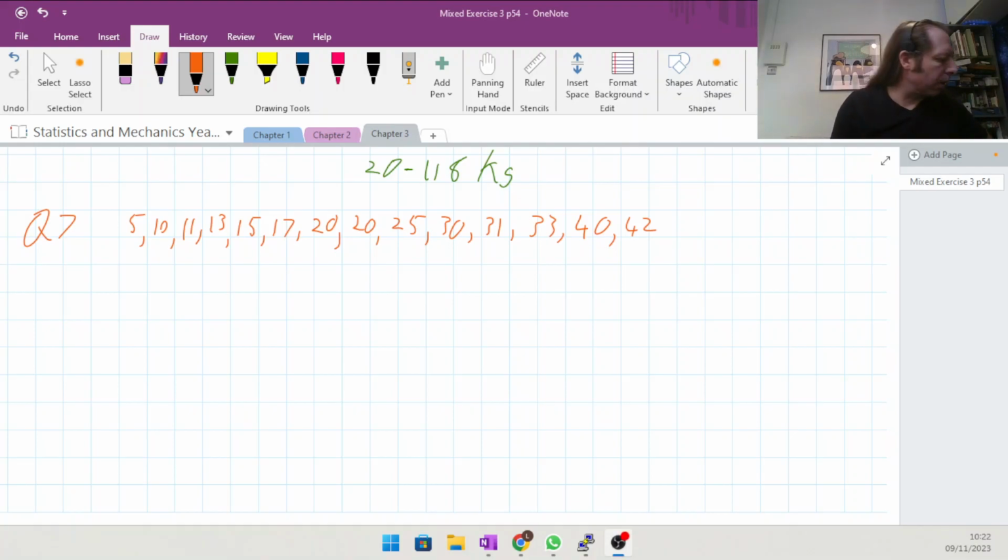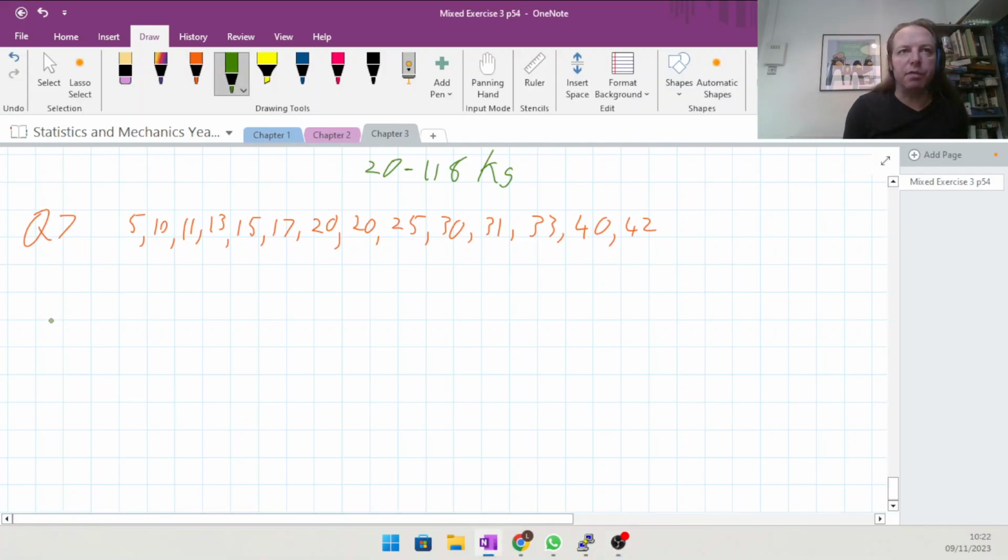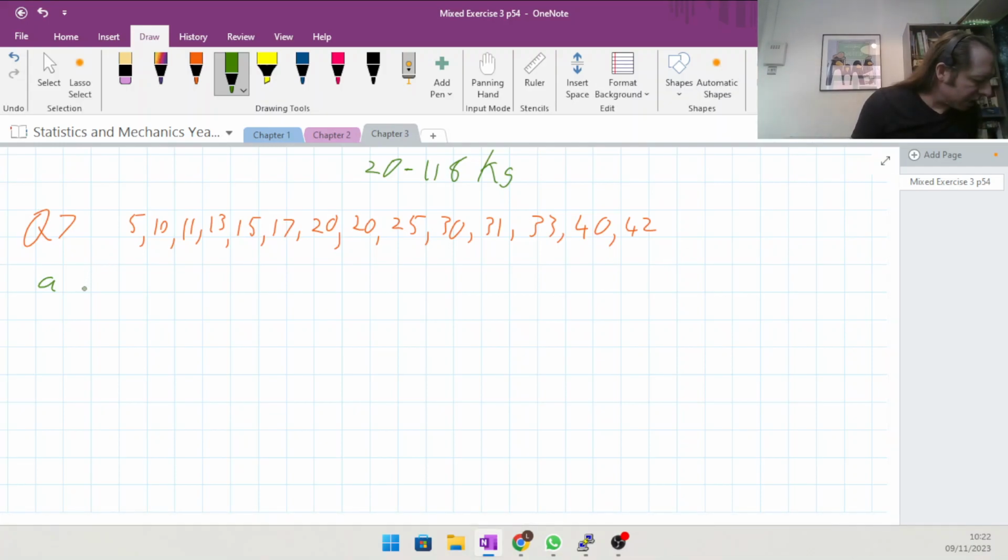Okay, here we are, question 7 of chapter 3, mixed exercise, mechanics and stats, year 1. We are given the number of bags of potato crisps sold per day at a bar recorded over a 2-week period. I've written out all the information there, the only difference is I have written it in order. The reason I wrote it in order is because I read the question first, and the first thing they ask is calculate the mean of this data. The second thing they ask is the median, so I want it in order for that.